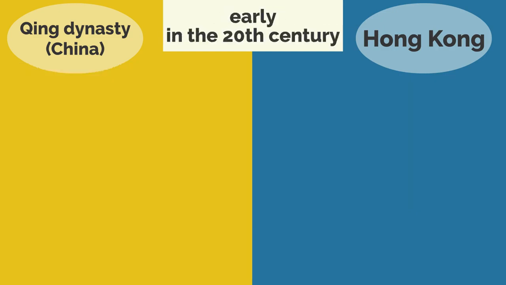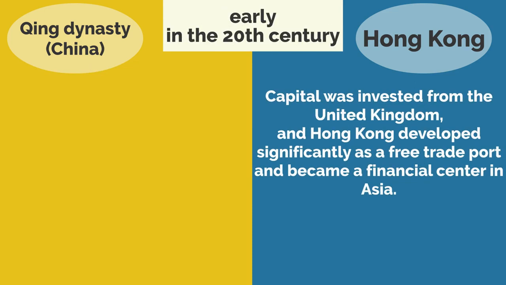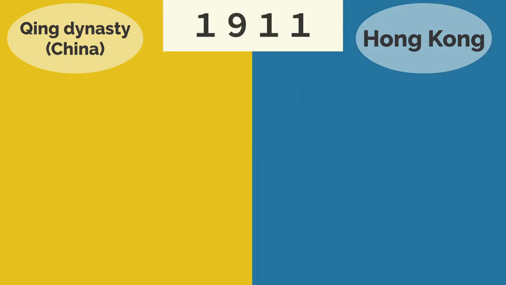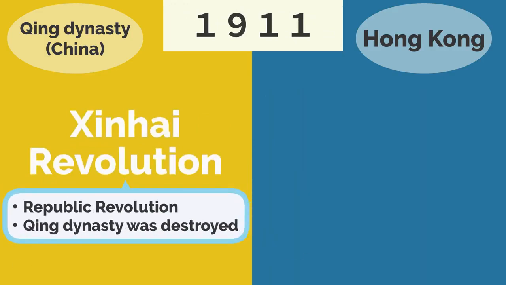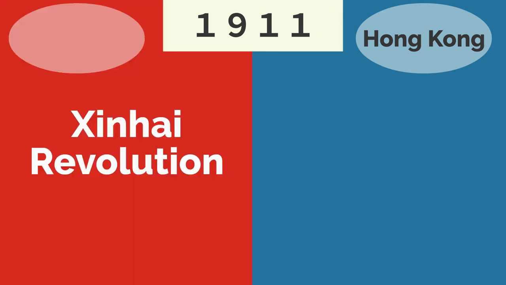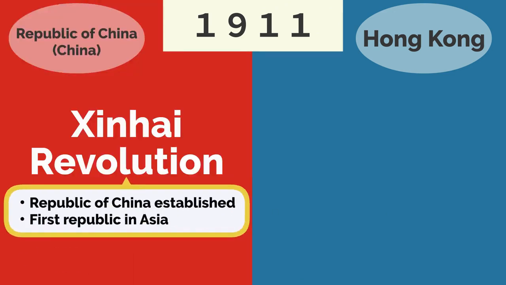At the beginning of the 20th century, capital was invested from the United Kingdom, and Hong Kong developed significantly as a free trade port and became a financial center in Asia. In 1911, the Xinhai Revolution took place. The Xinhai Revolution was a republican revolution, and the Qing dynasty was destroyed. The Republic of China was established and became the first republic in Asia.